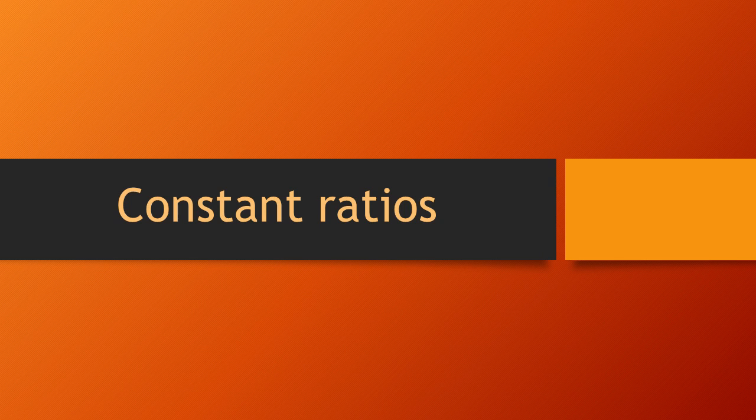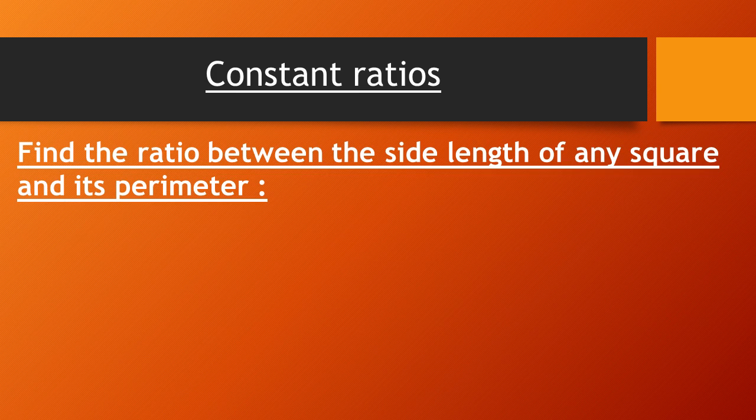Our lesson today is called constant ratios. Find the ratio between the side lengths of any square and its perimeter.